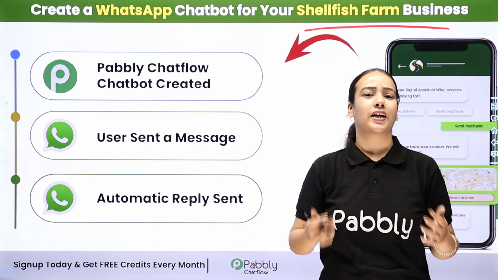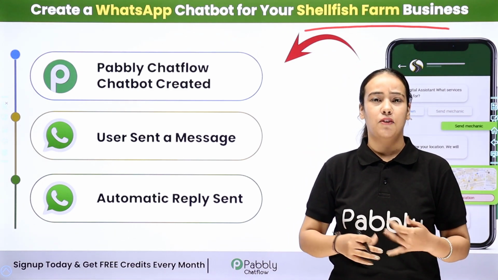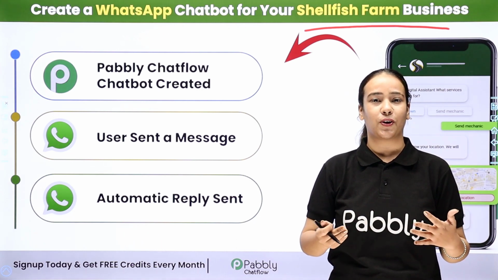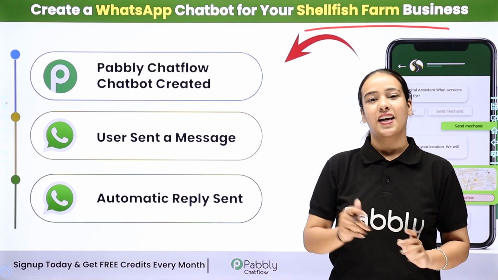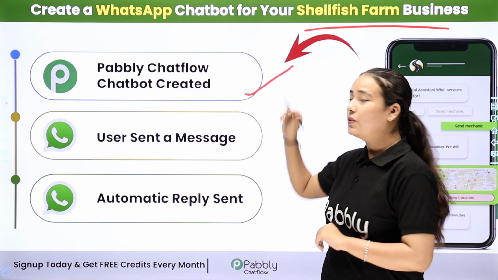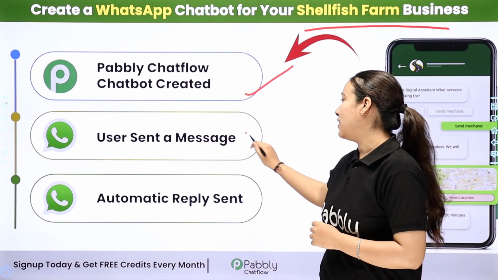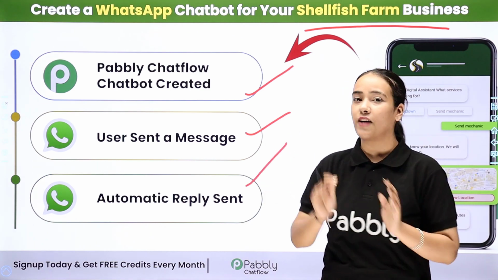In this business, you get a lot of inquiry on WhatsApp regarding availability, pricing, booking and whatnot. Replying to each inquiry individually would be a time-consuming and hectic task. That's where Pabbly Chatflow makes a huge difference. When users send a message, it automates your task and saves your valuable time.